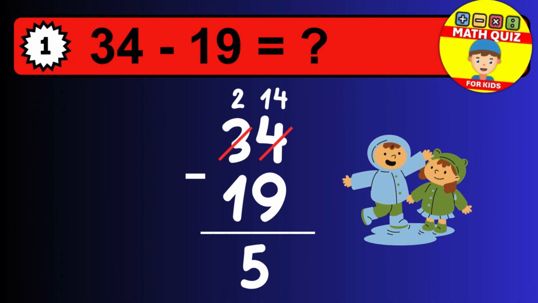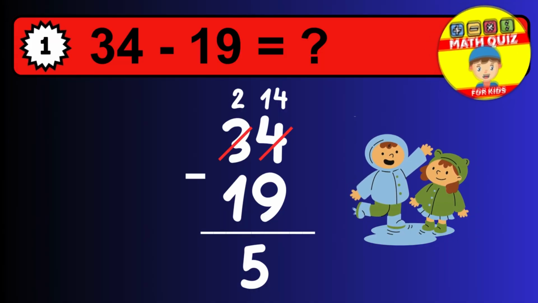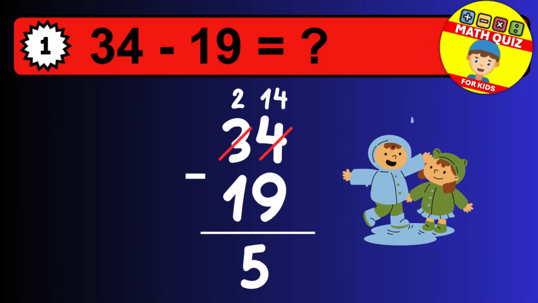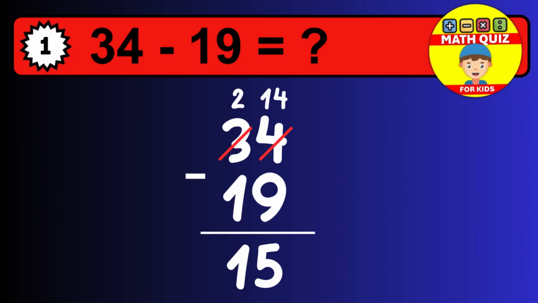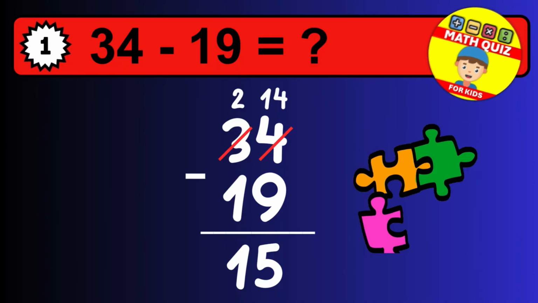Now we subtract. 14 minus 9 is 5. Then we go to the tens. 2 minus 1 is 1. The final answer is 15.